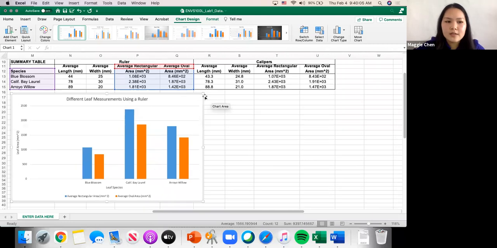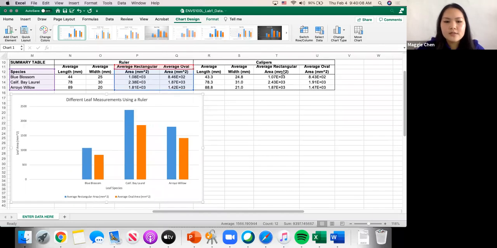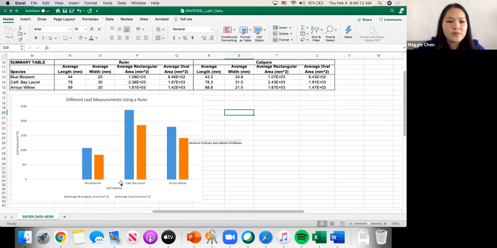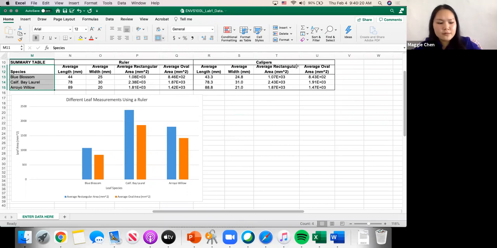And the process to make the second chart for our calipers is the exact same thing. So now if we're going to make the exact same column chart, we would again select our species, leaf species, blue blossom, caliphate, and arroyo willow. I'm going to hold down my command key and select the data on the side here for our average rectangular and average oval area for our calipers. And I'm going to release my command key.